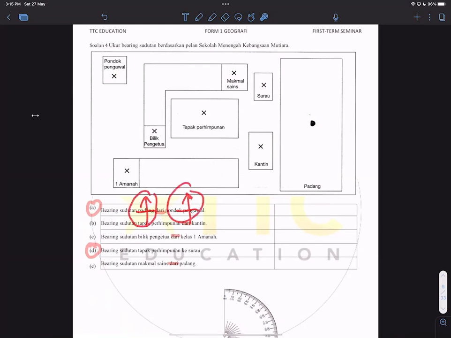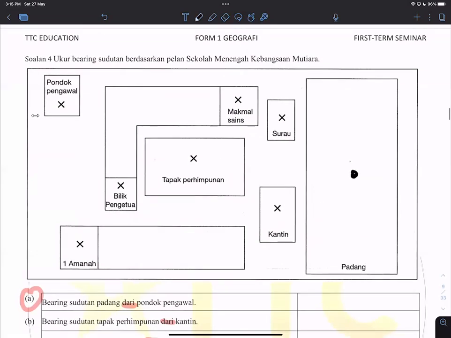Padang or Pondok Pengawal. Okay, so if you look at the keyword dari, we try to draw the arah mata angin at behind, which is Pondok Pengawal. Very good. This is a common mistake usually done by students. They will try to draw out the arah mata angin like this. If the arah mata angin is not sharp, not straight enough, you will have wrong sudut, wrong bearing sudut.